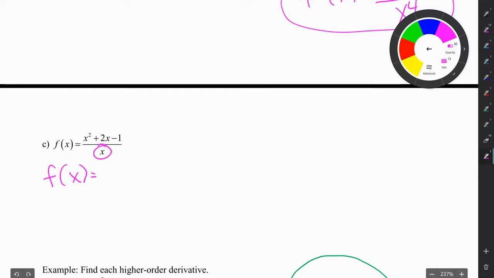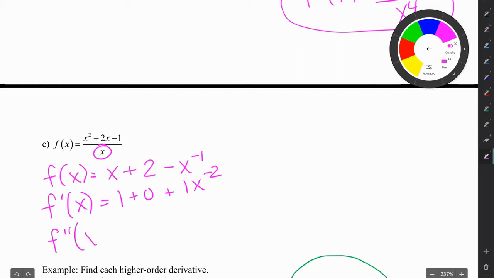So that would be x squared over x, which is x. 2x over x would be 2. Negative 1 over x we could rewrite as negative x to the negative first. So we've rewritten the function. If I want to take the derivative, the derivative of x is 1, the derivative of 2 is 0, the derivative of negative x to the negative first, negative 1 times negative 1 would be positive 1, x to the negative second.